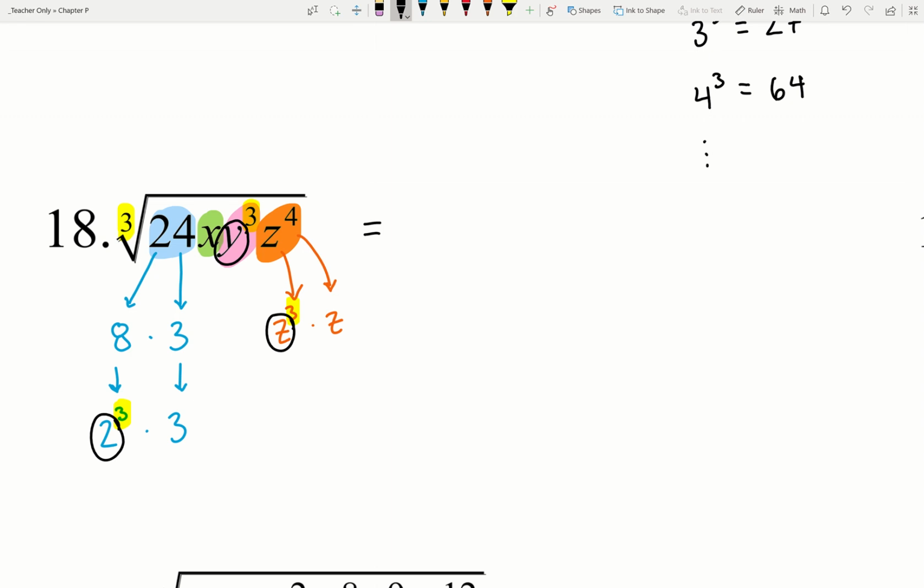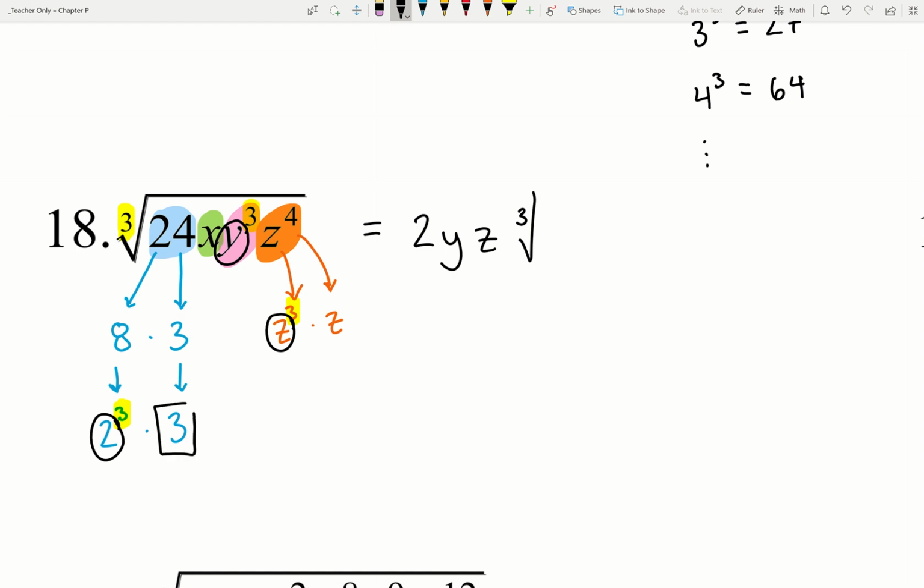Okay, so now that I've gone through every single one of my terms, I'm just going to go through all the ones that I circled and write those outside the root, and then everything that was not circled, I'm going to have to leave under the root. Okay, so all the ones that I circled here, that is going to be 2, y, and z. And then everything else is going to have to stay under the root, so I'm going to go ahead and write another copy of the cube root, and then write what we had left over there.